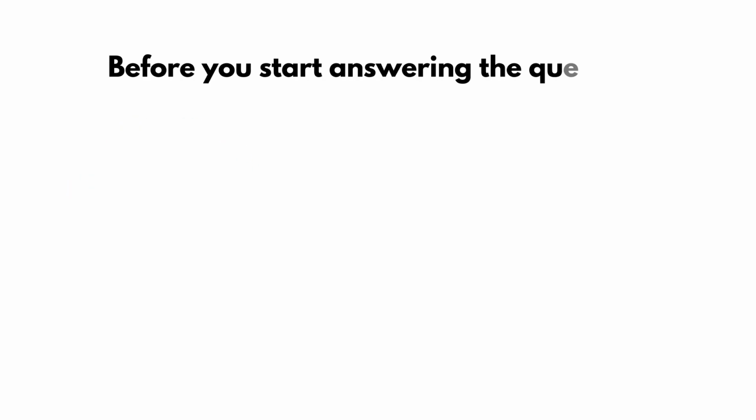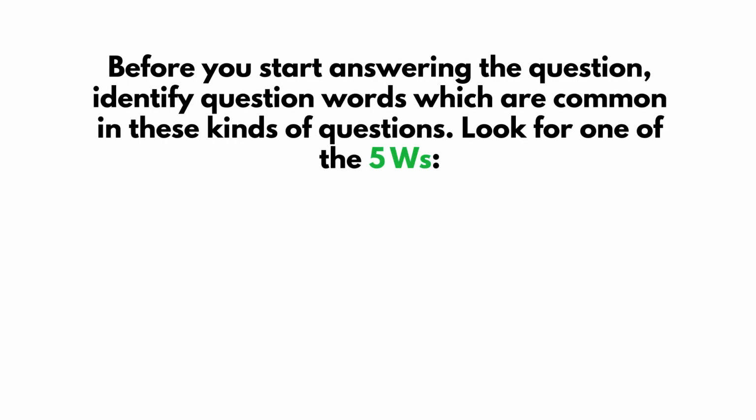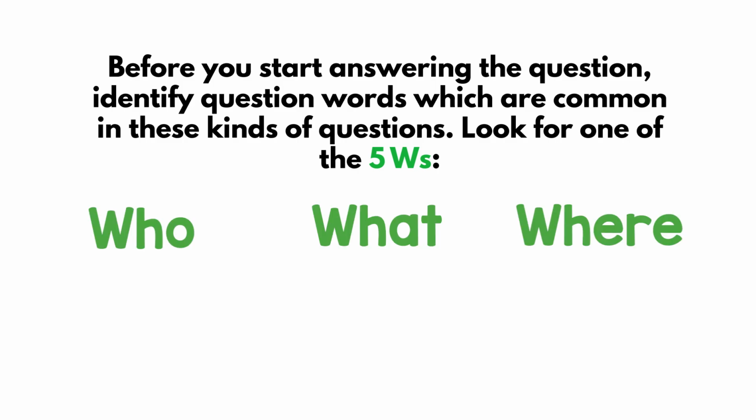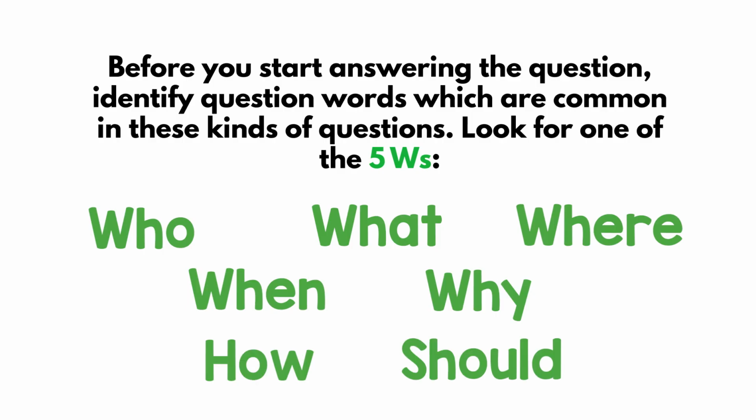Before you start answering the question, identify question words which are common in these kinds of questions. Look for one of the 5 W's: who, what, where, when, and why. Also look for words like how and should. Students can underline these question words to help them find out what the question is asking, but also remind students that they don't need to incorporate these question words into their answers.